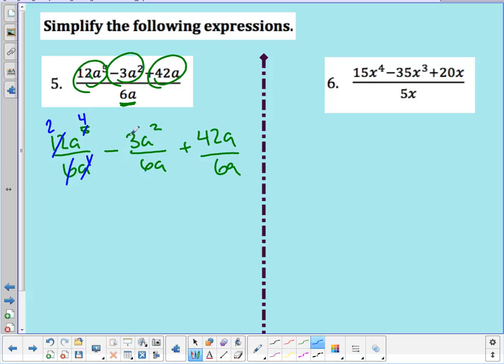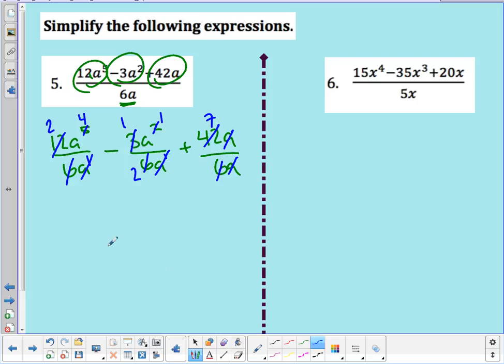Second term, 3 over 6. Be very careful here. You can take out a common factor of 3, but you have a 1 on the top and a 2 on the bottom. So we're going to talk about what that looks like when we get our final answer here. So I took out the common factor of 3. 3 out of 6 is basically the same thing as 1/2. So I have 1 over 2. Then I have a squared over a to the 1st. This a goes away, and that becomes a to the 1st, because 2 minus 1 is 1. And then in the last term, 42 divided by 6 is 7, and a's cancel.